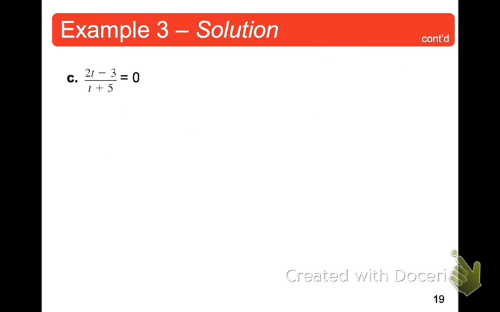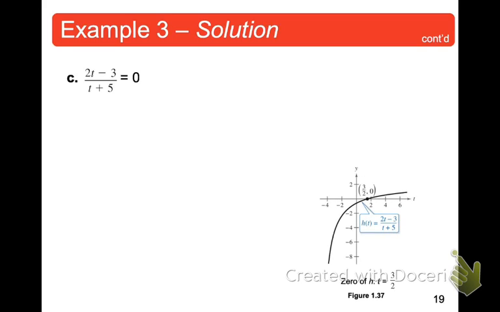Okay. So this is the last one that we're going to find zeros for. And this is a rational function. And rational means that we've got a variable inside some fractions. So we have a numerator, we have a denominator. We've got a variable in the denominator, and we're still setting it equal to 0. I need to get rid of my t plus 5.